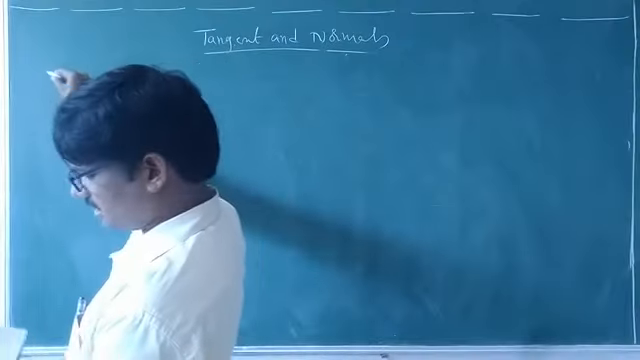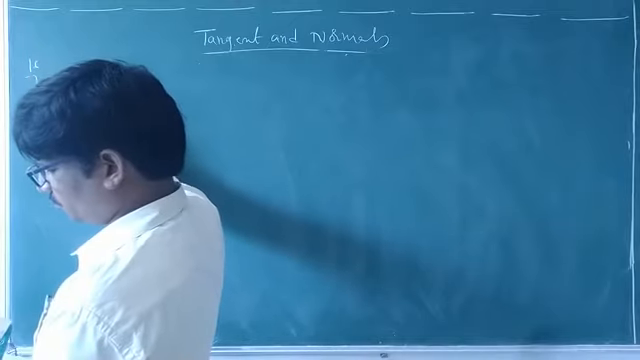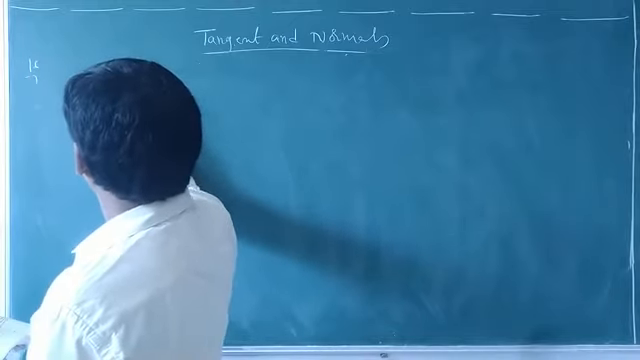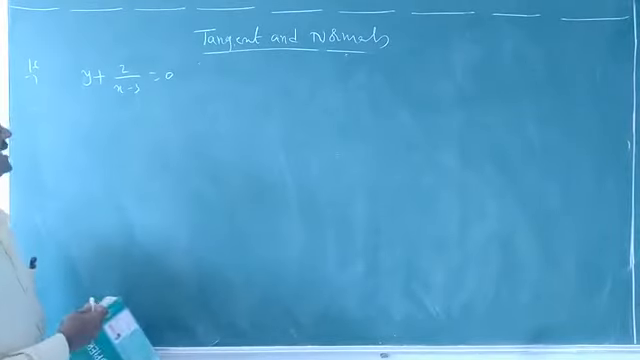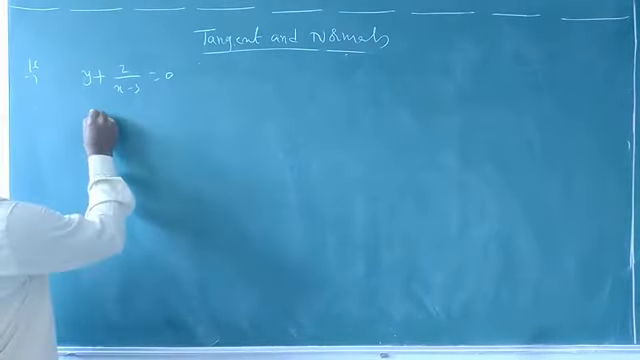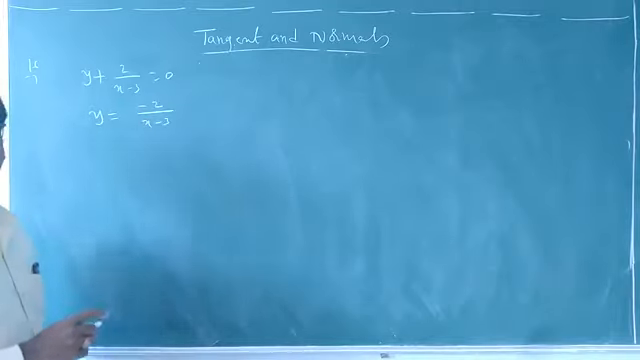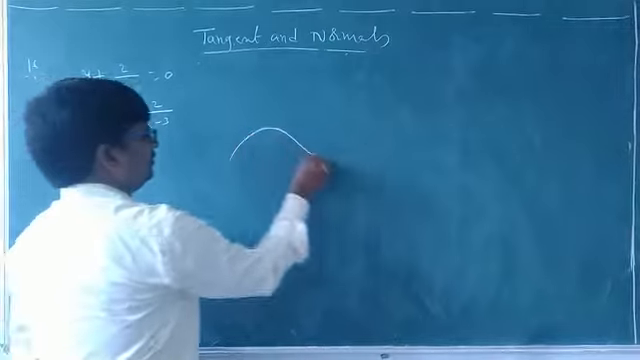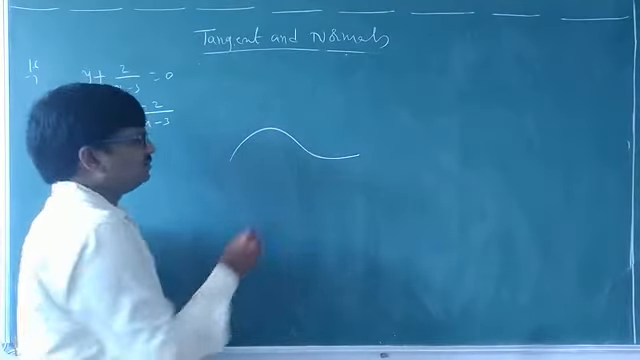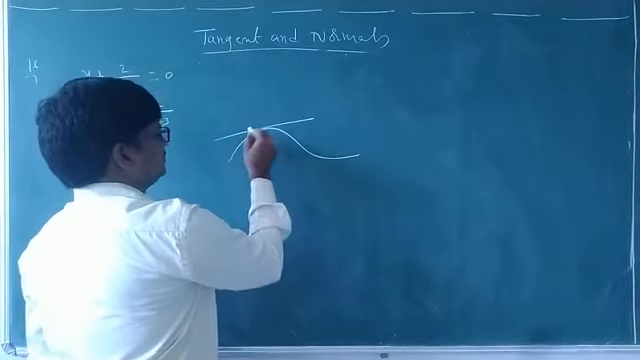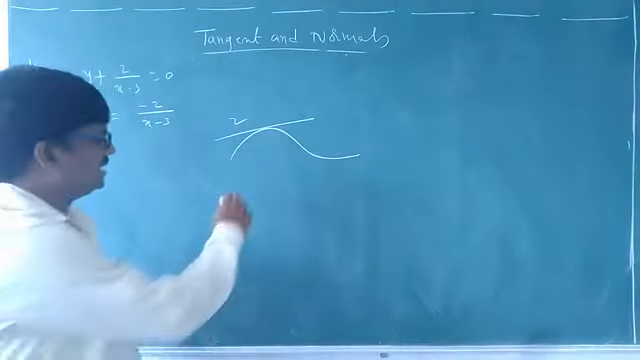What is the curve given here? It is example 16: y plus 2 by x minus 3 is equal to 0. So from this, y is equal to minus 2 by x minus 3. It is the curve that is given. For this curve, the tangent slope is given. The slope given is 2.